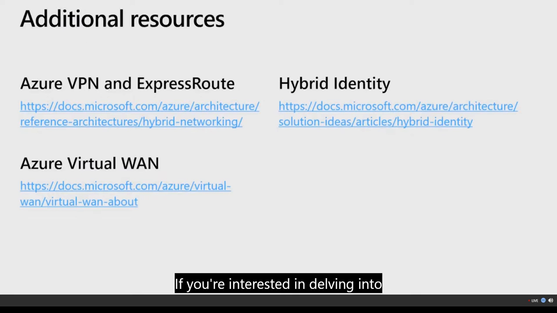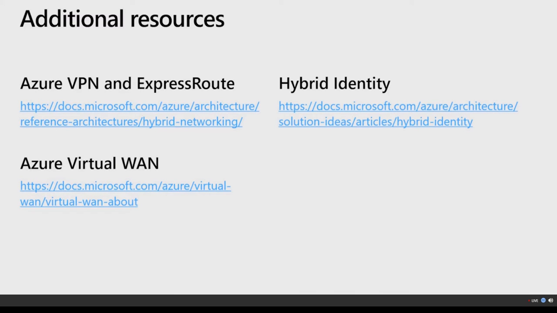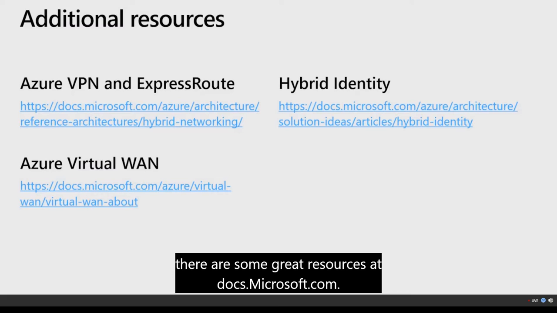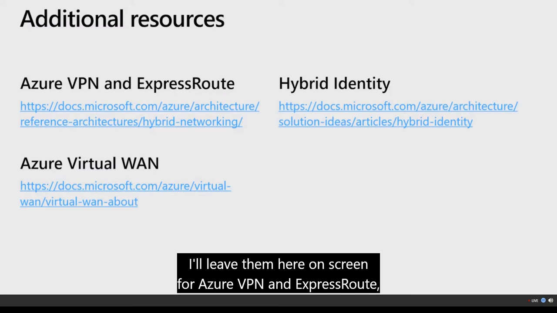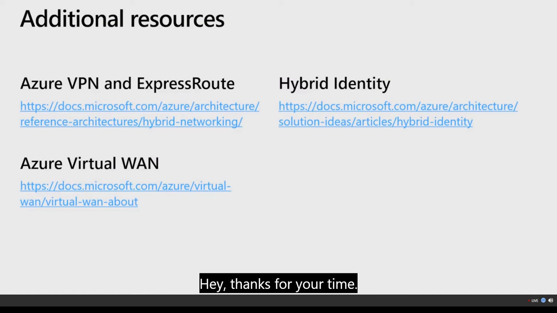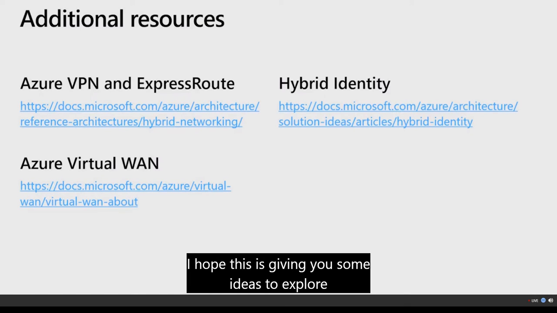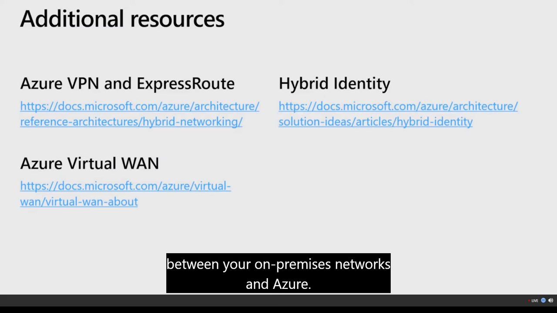If you're interested in delving into the technical aspects of these concepts further, there are some great resources at docs.microsoft.com. I'll leave them here on screen for Azure VPN and ExpressRoute, the Azure Virtual WAN, and the hybrid identity scenarios. Hey, thanks for your time. I hope this has given you some ideas to explore for how to configure your networking and identity options between your on-premises networks and Azure.